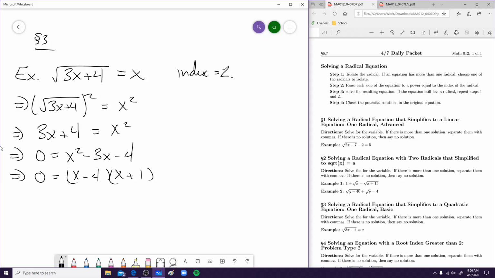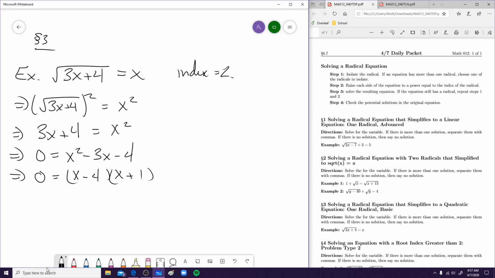Right? And so before we move on, we want to check this work to make sure that this is the exact same as the quadratic above. So x times x is x squared, x times 1 is x, -4 times x is -4x, x minus 4x, that is -3x, and then -4 times 1 is -4. So this is equivalent.